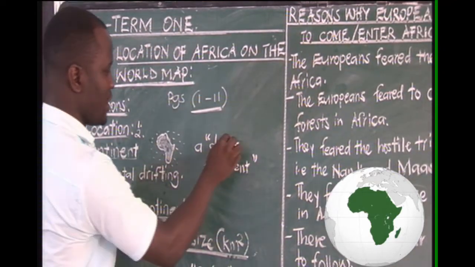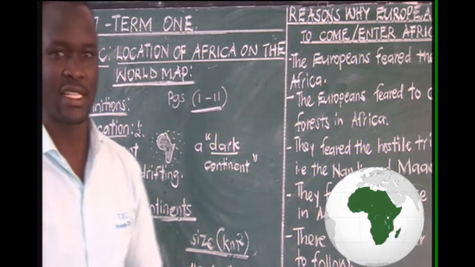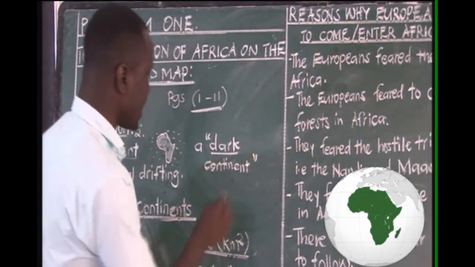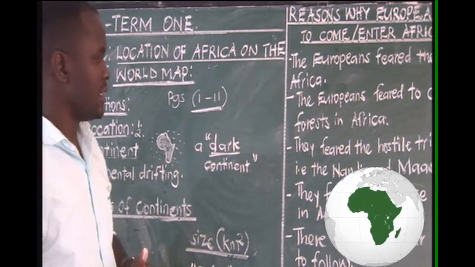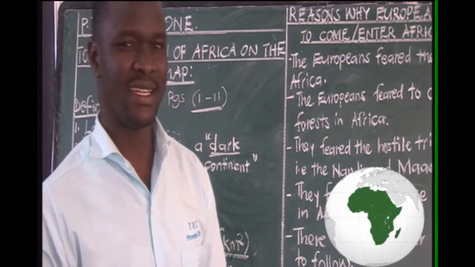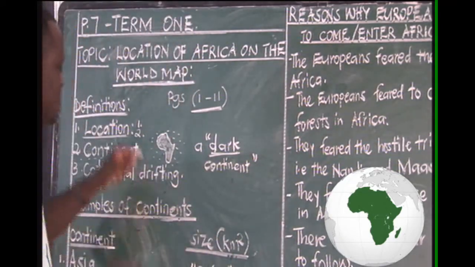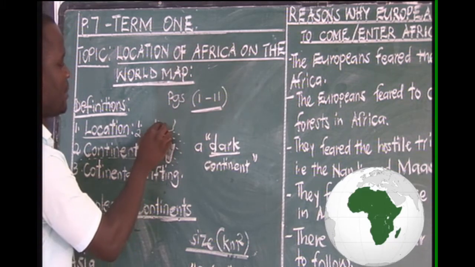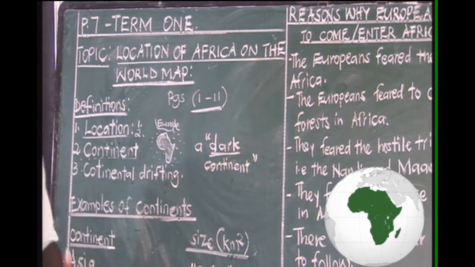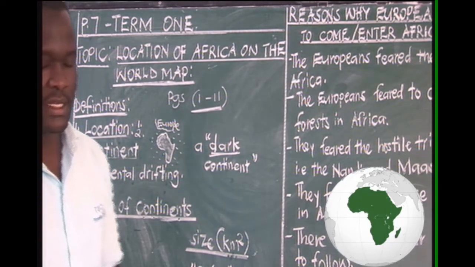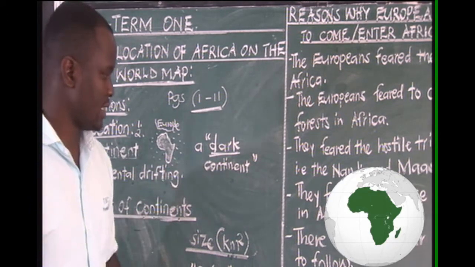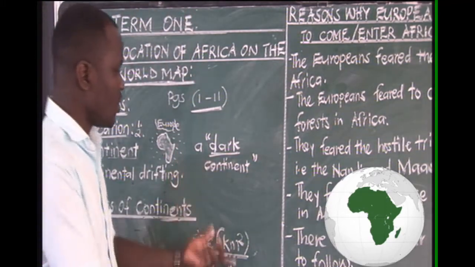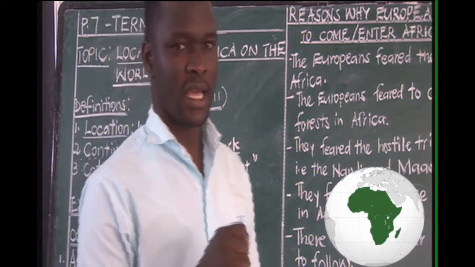Most of the children make mistakes. When they see dark, automatically they run to the dark skin of the Africans, which will make you get a very big cross, meaning you will not get a mark. Here we are not looking at the skin color. We are looking at the fact that these Europeans did not know what was happening in its interior, meaning the inside part of it. Remember, Europe is up here, so these people did not know what was happening in Africa. That is the reason they called Africa a dark continent. Your teacher must have told you that the Europeans knew little about the interior of Africa.